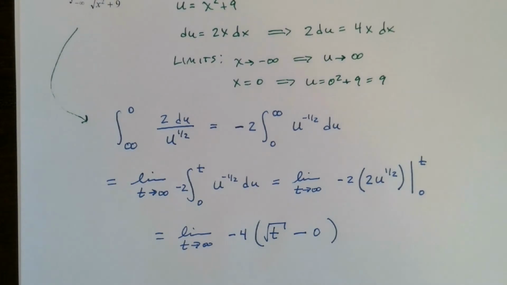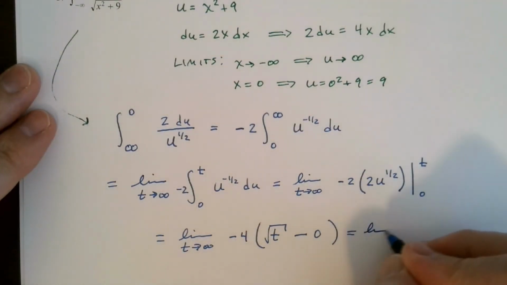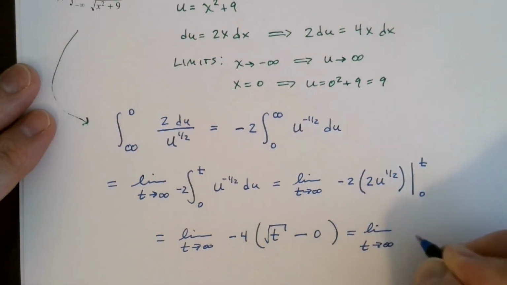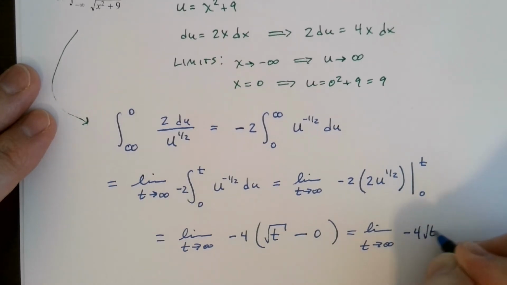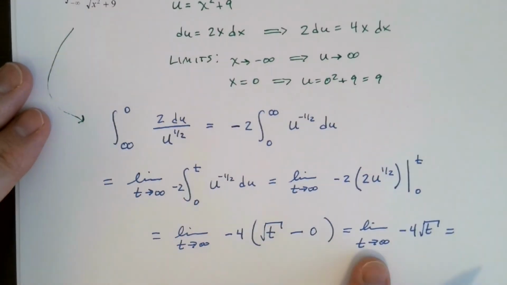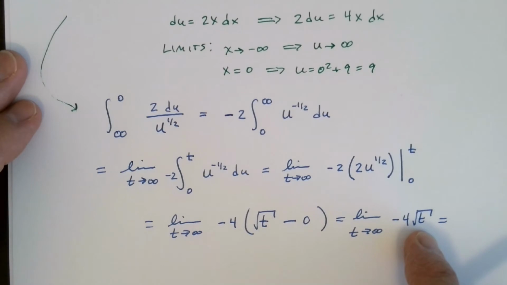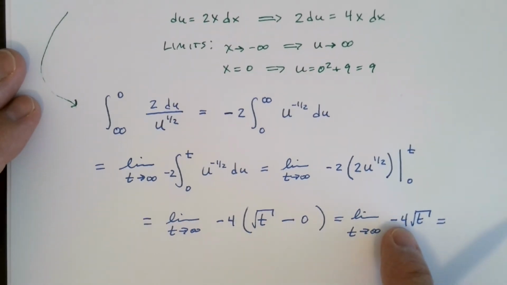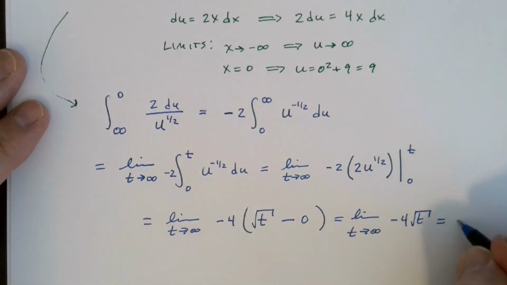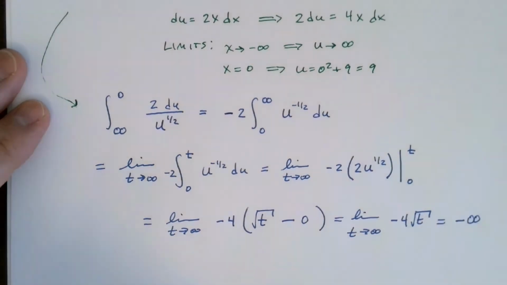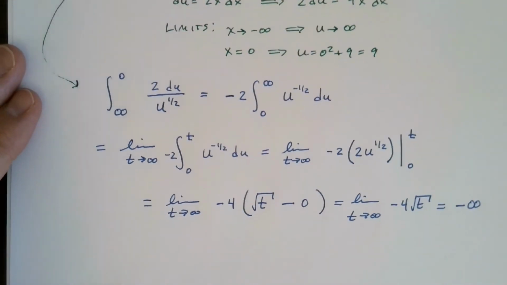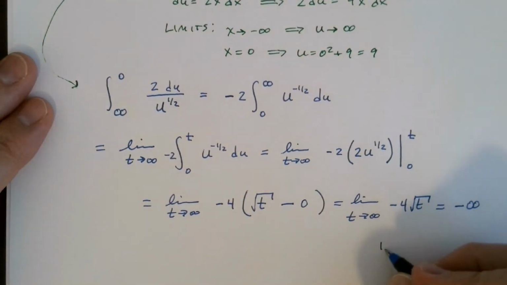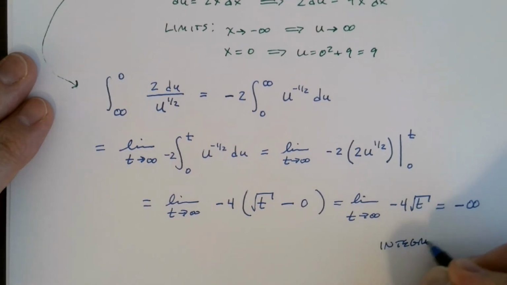And now we're basically taking the limit as t goes to infinity of negative 4 times the square root of t. As t goes to infinity, the square root of t is going to infinity, but notice this is negative 4, so this whole thing is going to negative infinity. The output is getting more and more unbounded, but it's always negative. So what does this mean? The integral diverges, since the limit is not a finite value.